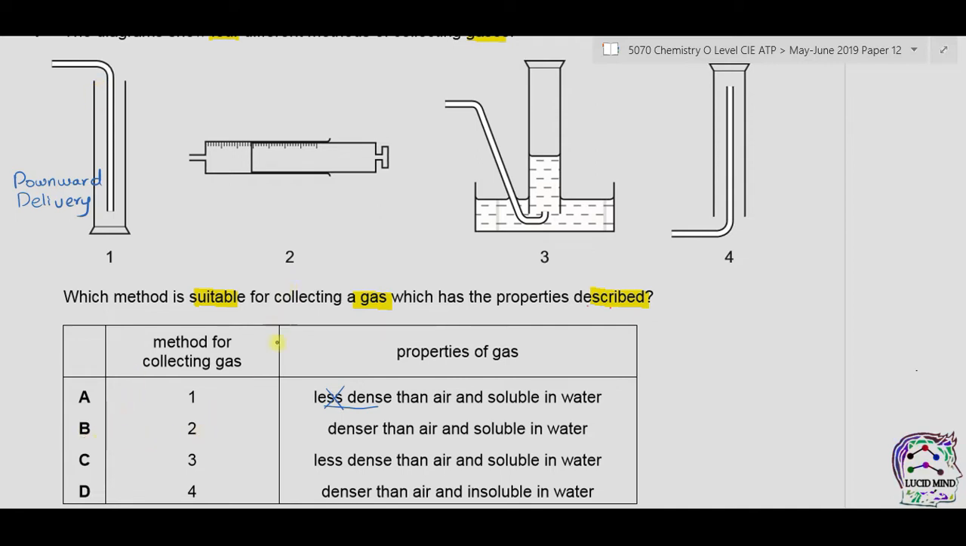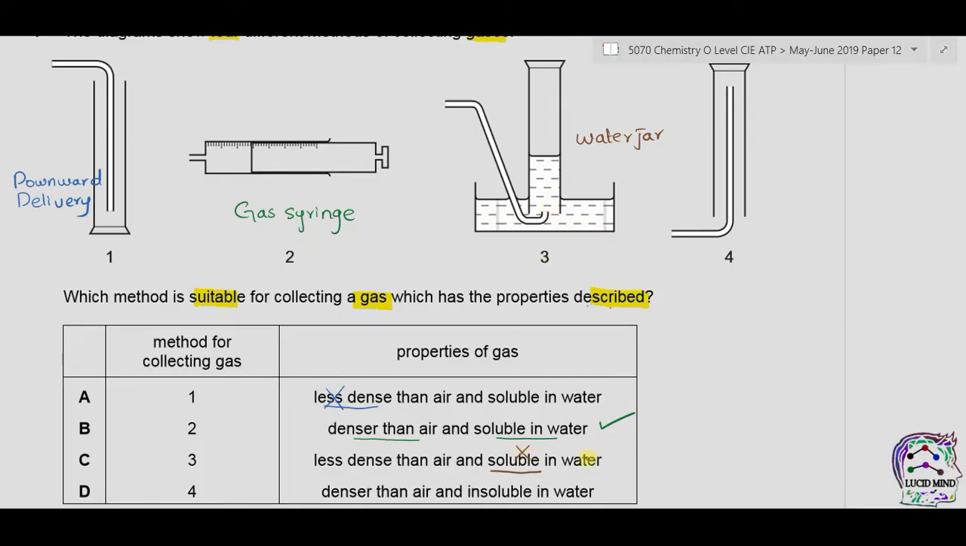B. Method is second, and properties of gas is that gas is denser than air and soluble in water. Now in second method we have used gas syringe, and it is suitable for both denser than air property and soluble in water property of gas. So 2 could be correct option. In C we have third apparatus that is used, and the properties of gas is that it should be less dense than air and soluble in water. Now in 3 we can see that the separation is based on water jar. So therefore the gas that is to be separated must be insoluble in water.